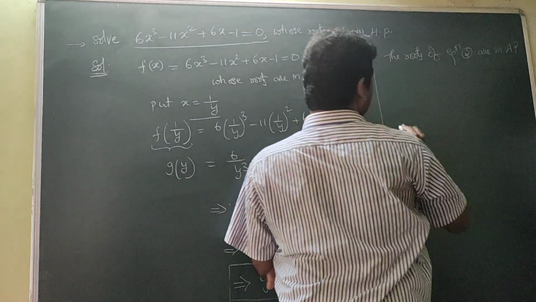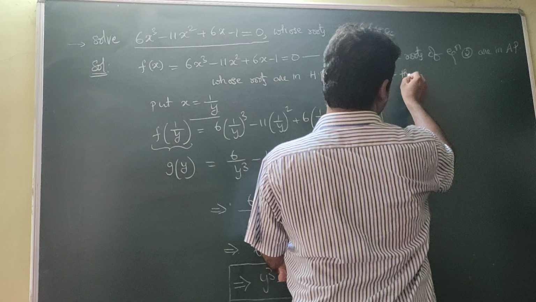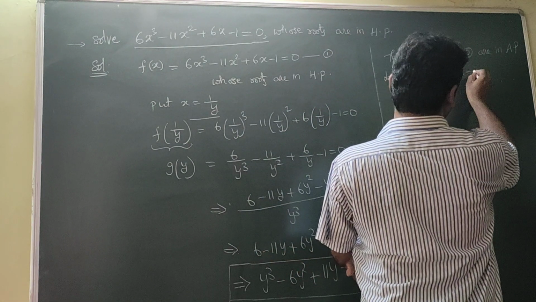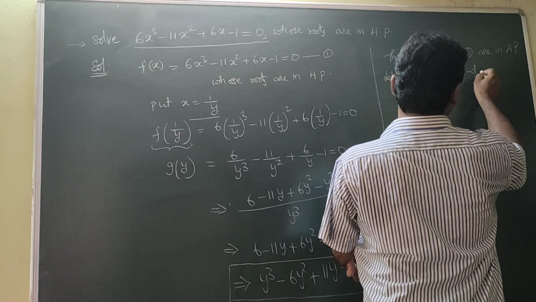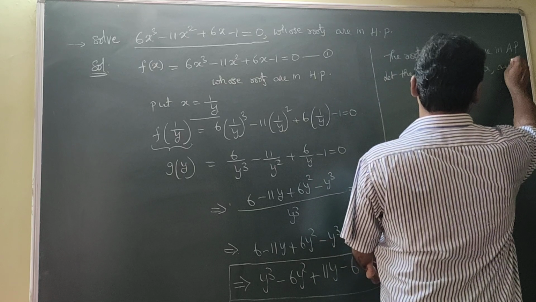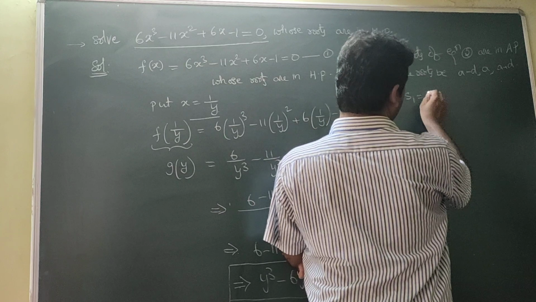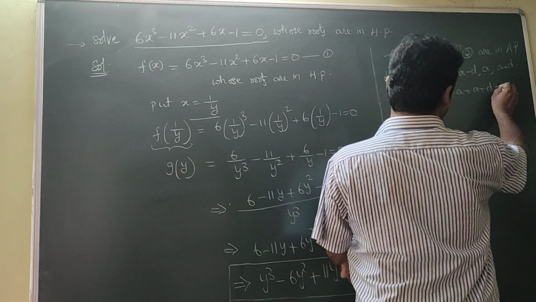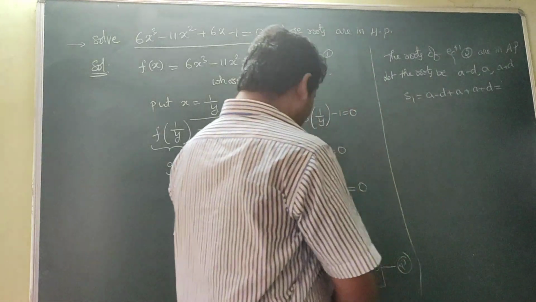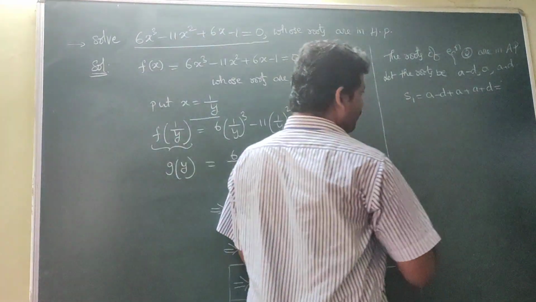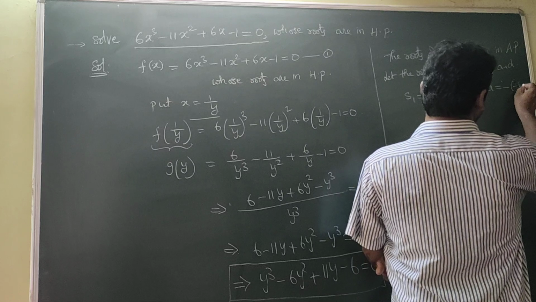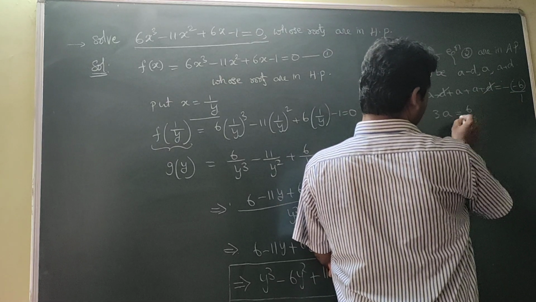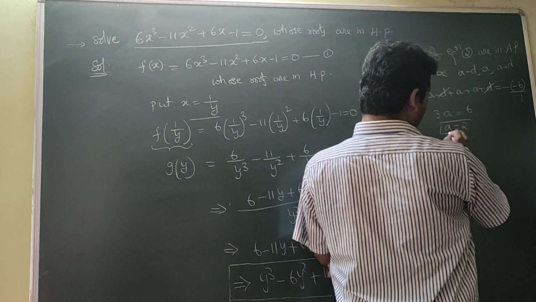Let the roots be a − d, a, a + d. S1 = a − d + a + d = −(−6)/1. The d gets cancelled. 3a = 6. Here a = 2.